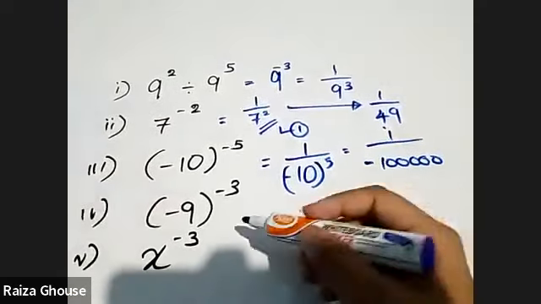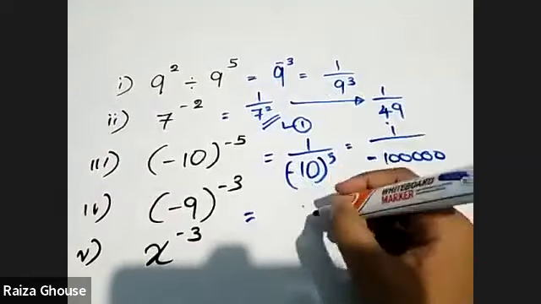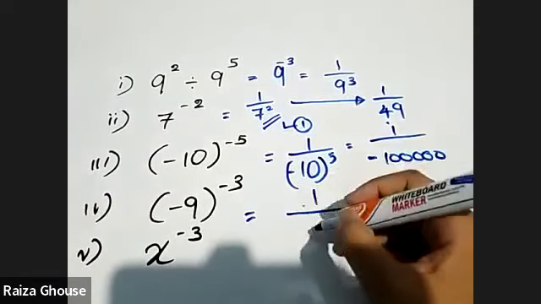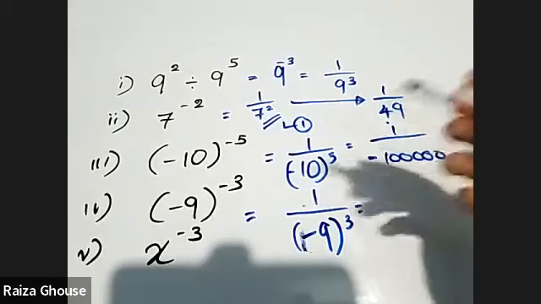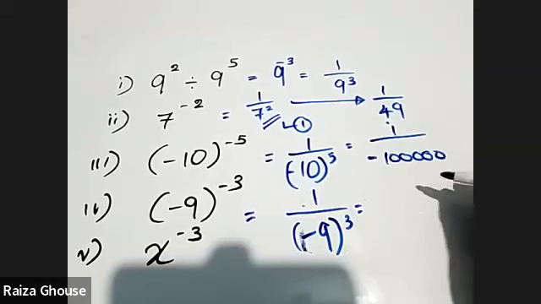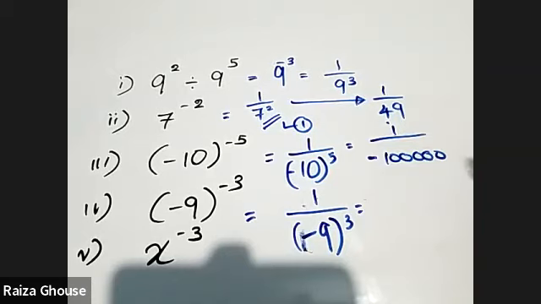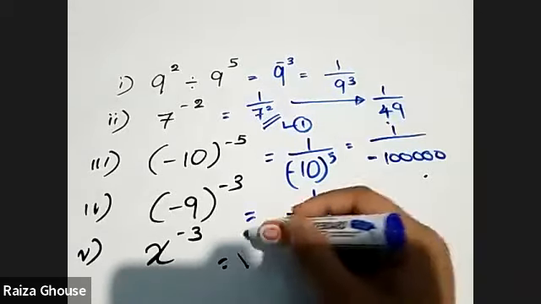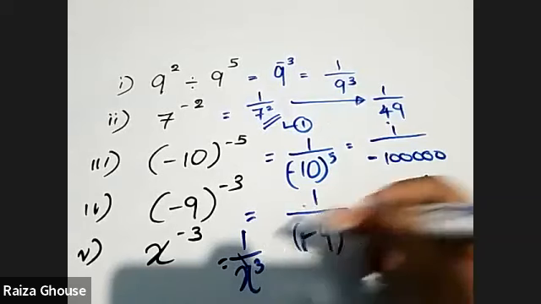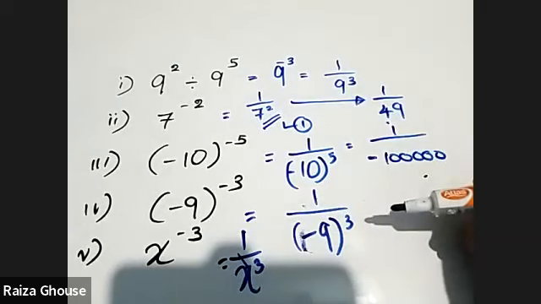Right, Rukaya, what is the answer for the fourth one? 1 over minus 9 to the power 3. That means 9 into 9, 81, 81 into 9, you can find the value. Then minus into minus plus, plus into minus is minus. Like that, you can write the answer as well. Last one, it's equal to 1 over x to the power 3. Can you understand? Is it clear now?